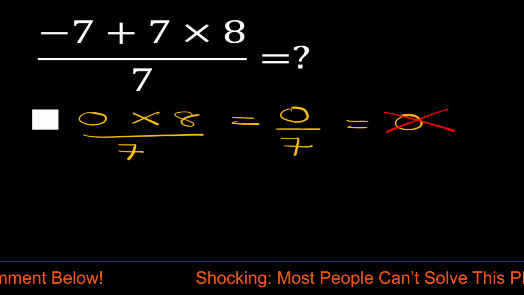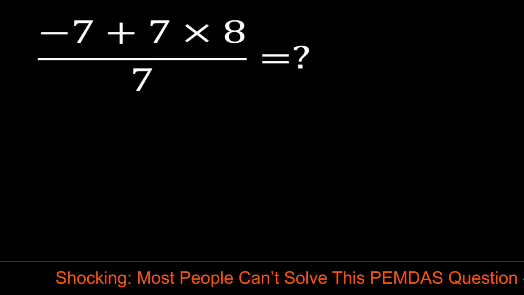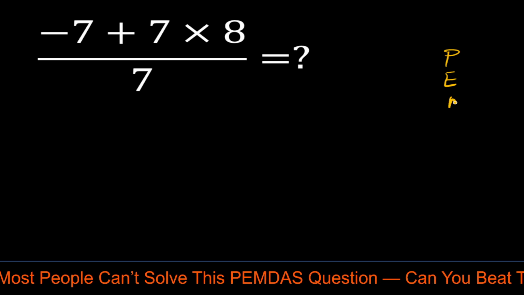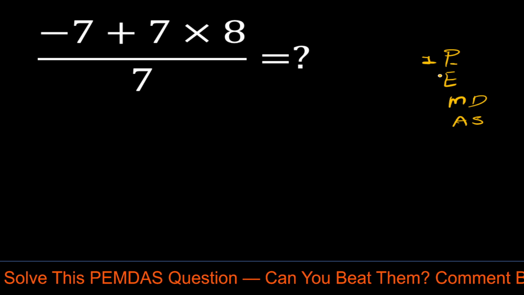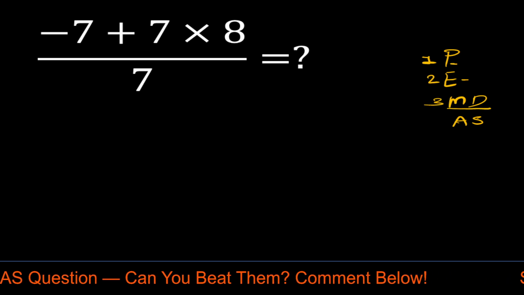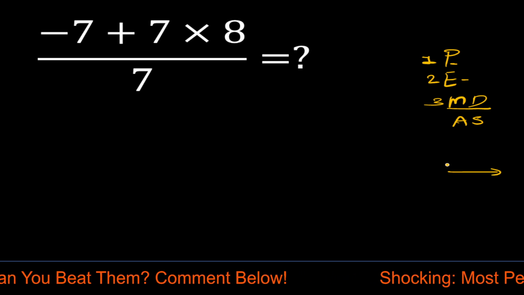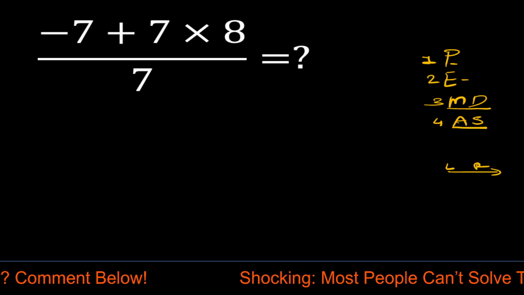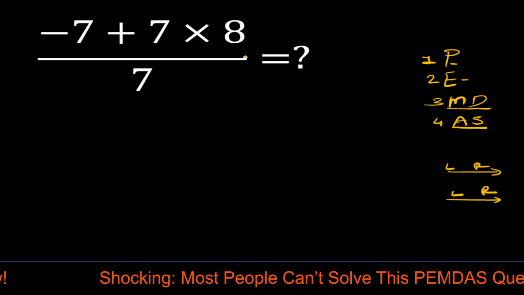So now let's solve this problem correctly by using a PEMDAS rule, right? PEMDAS, P-E-M-D-A-S. According to PEMDAS, first priority is parentheses, second priority is exponents, third priority is multiplication and division. Here multiplication and division both have equal priority, so we have to solve it from left to right. And fourth and last priority is addition and subtraction.